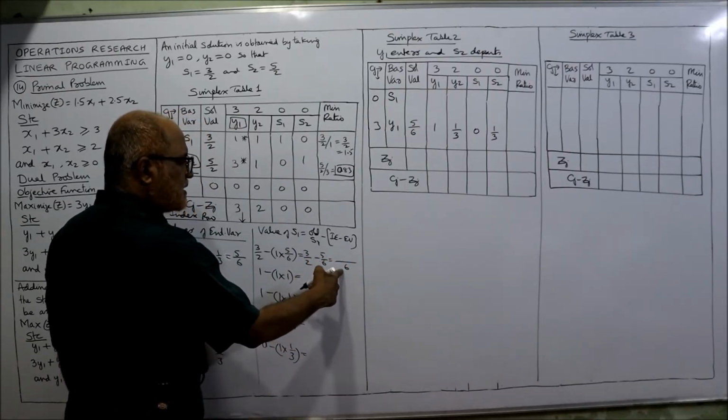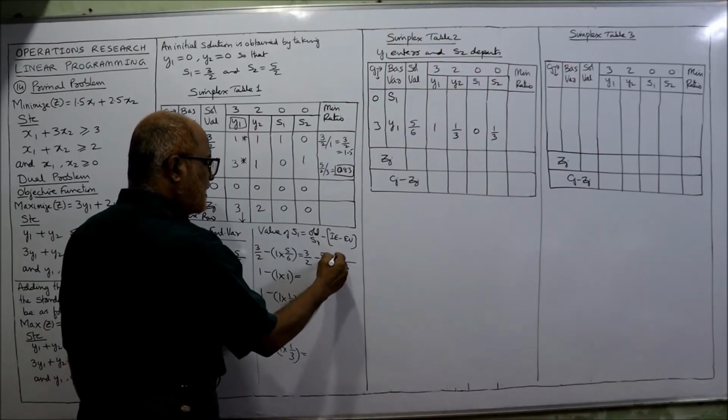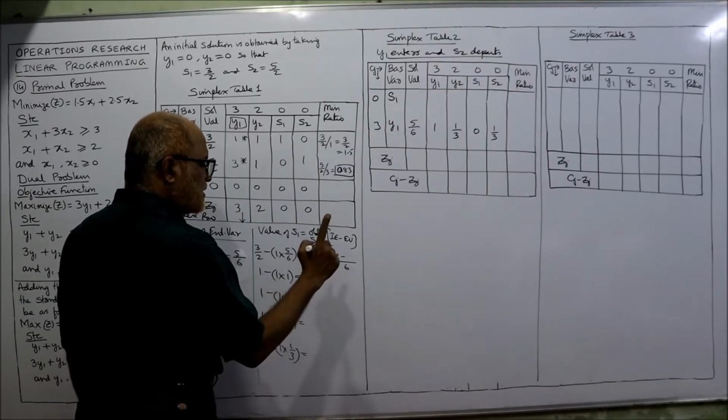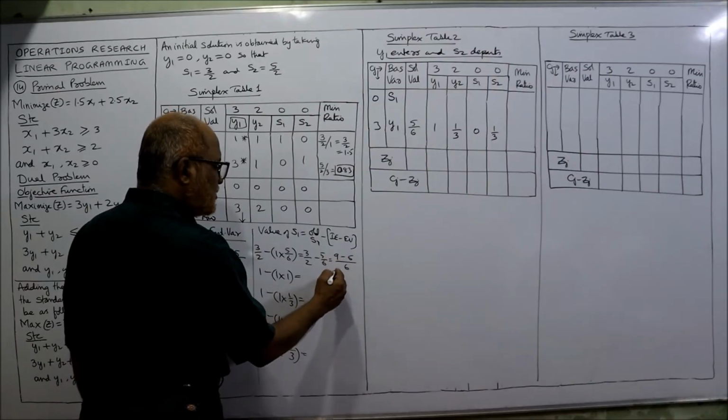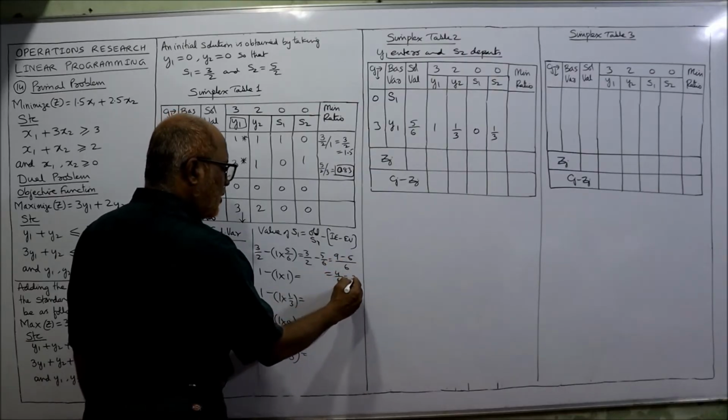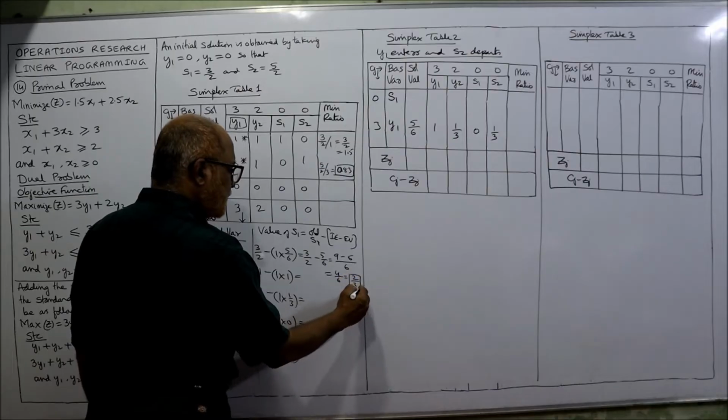So LCM will be 6. 2 how many times to get 6? 3 times. 2 3s are 6, 3 3s are 9. 6 how many times to get 5? 6 one time. 1 5s are 5. So it will become 9 minus 5 is 4 by 6 or 2 by 3.